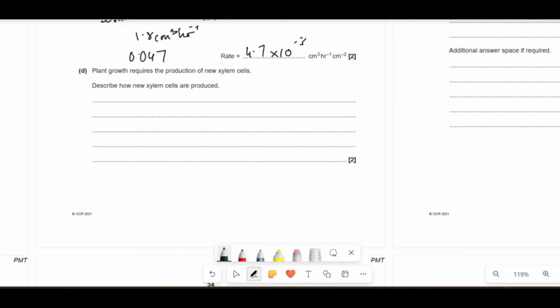There you go. So then it says, describe how new xylem cells are produced. So cells in the meristems are what differentiate into xylem and phloem. The cells that are doing that are called stem cells. So there are stem cells in the meristems, and if you want to be more specific, it's the vascular cambium, and what they do is they differentiate.